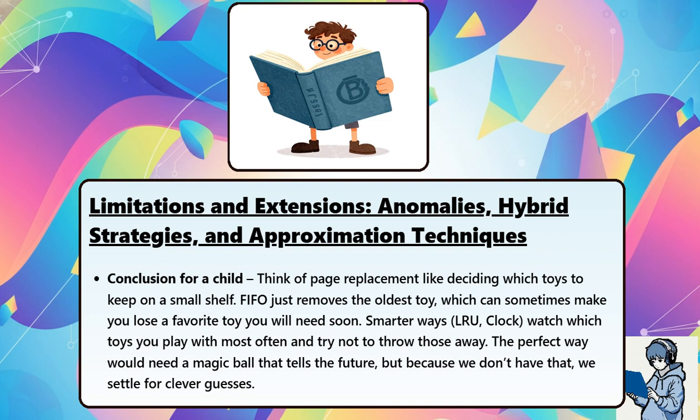Conclusion for a child. Think of page replacement like deciding which toys to keep on a small shelf. FIFO just removes the oldest toy, which can sometimes make you lose a favorite toy you will need soon. Smarter ways, like LRU or clock, watch which toys you play with most often and try not to throw those away. The perfect way would need a magic ball that tells the future, but because we don't have that, we settle for clever guesses.